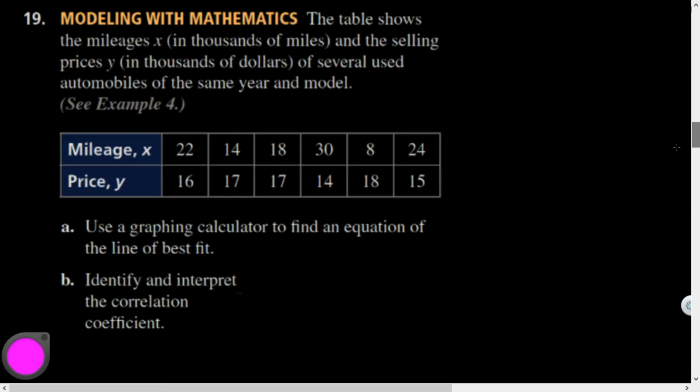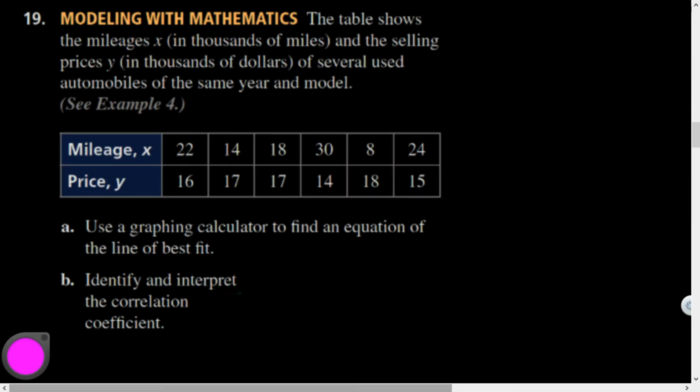All right, last question, question 19. The table shows the mileage X in thousands of miles and selling prices Y in thousands of dollars of several used automobiles of the same year and model. So thousands of miles, that's only 22,000 miles. I was thinking even 220,000 miles is something you might buy, but it wouldn't be $16,000 by any means. Actually, I wonder if that might be an exponential relationship. But I'm going to take this data and find the equation of best fit.